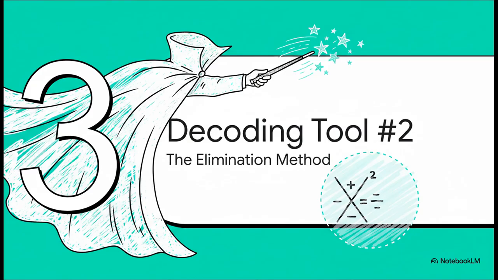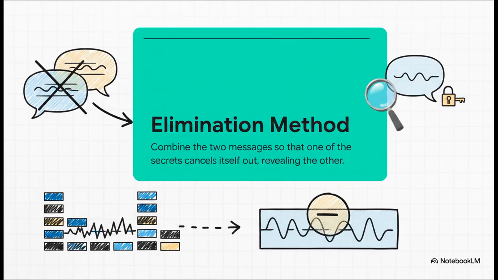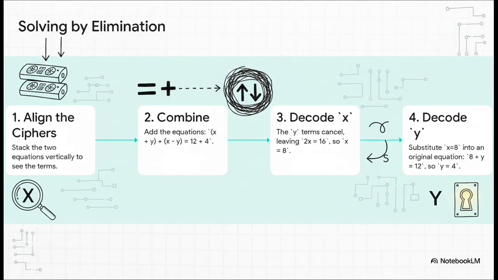Now, I love this one because when it works, it seriously feels like a magic trick. It's just such an elegant way to make one of the secrets simply disappear. The logic here is just brilliant. Instead of substituting, we're going to combine the two messages. We're going to add them or subtract them in just the right way so that one of the variables completely cancels itself out. It's kind of like removing static from a radio signal so you can finally hear the message clearly. Let's see this thing in action.